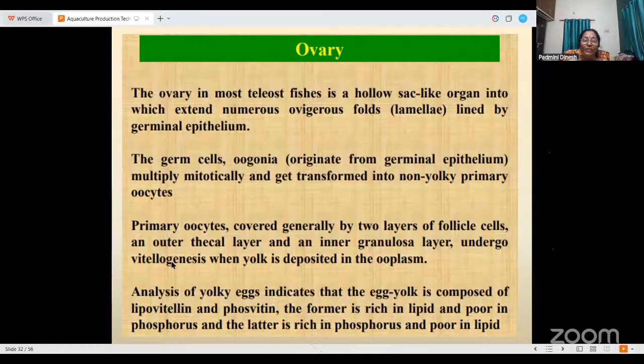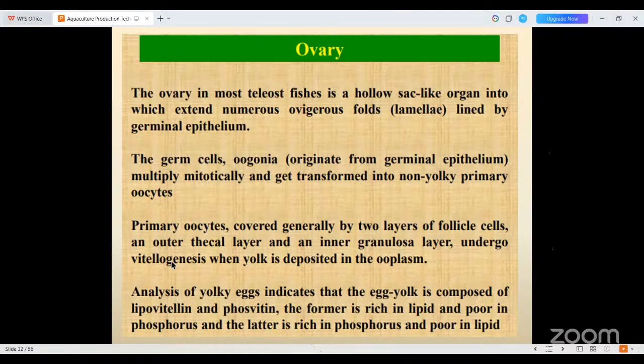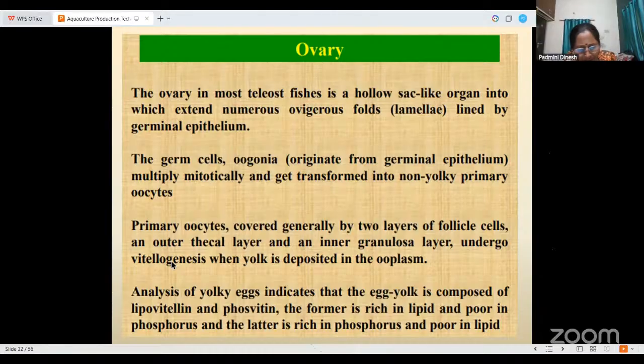What do you mean by vitellogenesis? I think you must have done this topic even in your practicals. Vitellogenesis. What is vitellogenesis? Can anybody tell me? Ability of production of eggs in a particular ovary. Okay. Anything more? It's there in your slide itself.